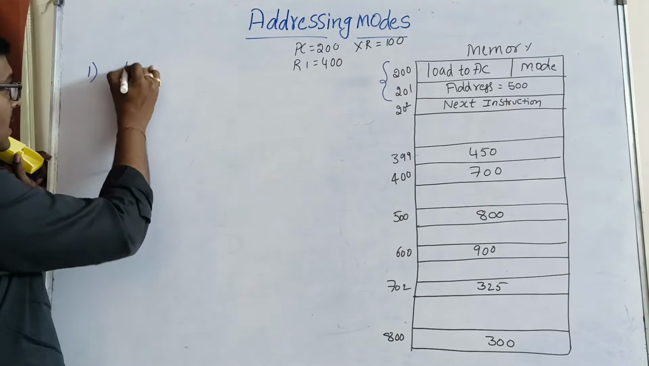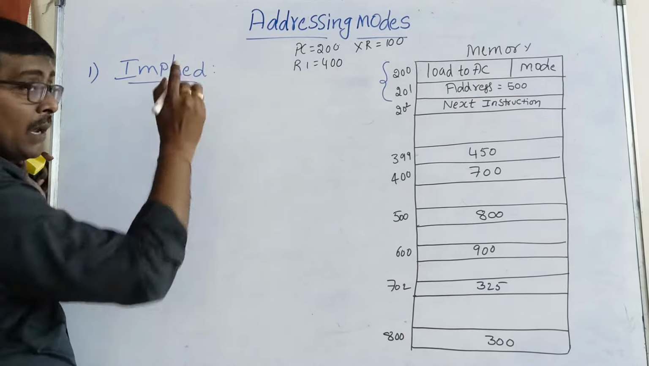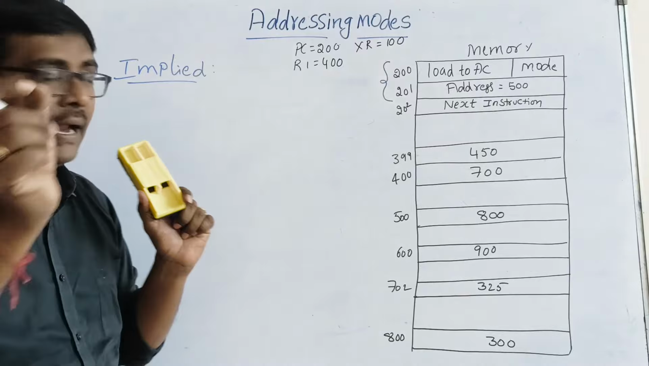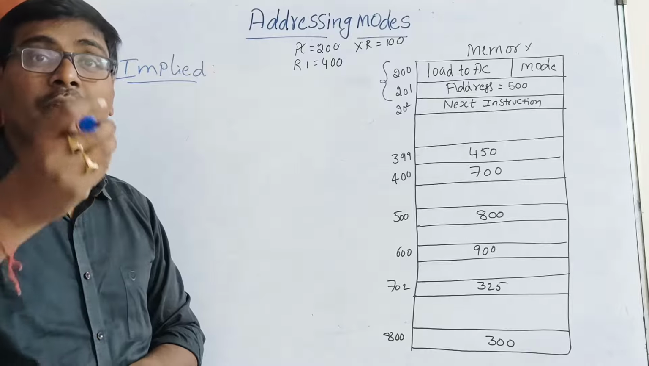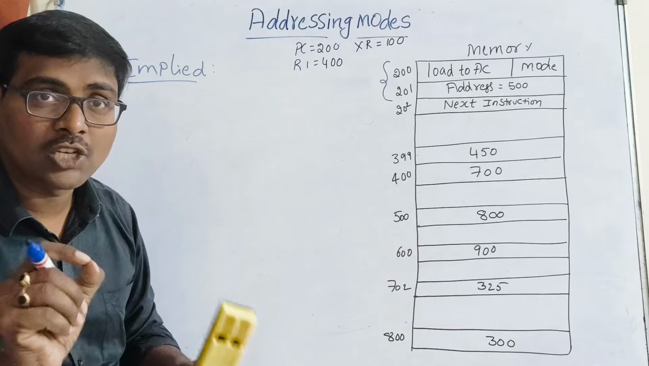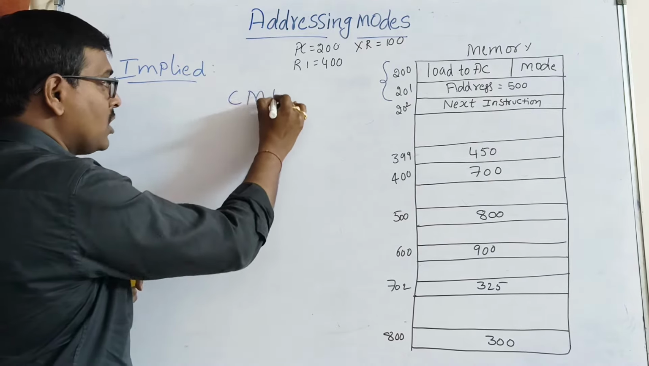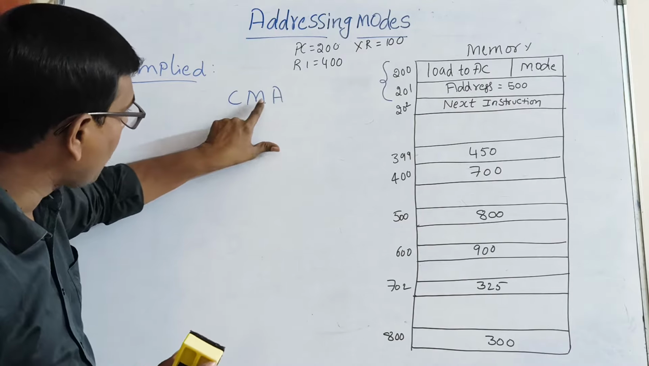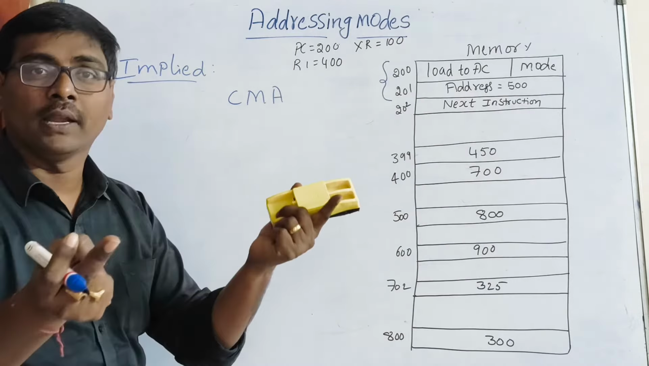The first one is implied addressing mode. Remember, the final aim is that you need to identify the operand. Implied addressing mode means the instruction definition itself contains the operand. For example, we have an instruction CMA. This is just an instruction. CMA means complement accumulator. That is, here the operand is the accumulator.